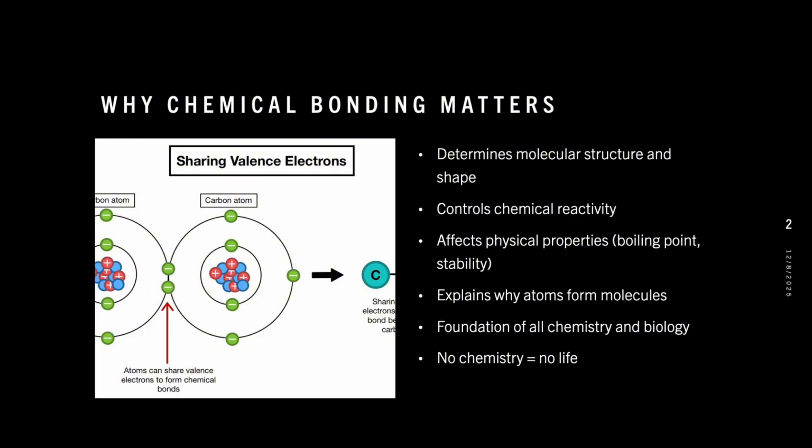The way atoms bond determines the shape of molecules, how strong they are, how they react, and even how stable they are over time. For example, the difference between a gas and a solid often comes down to the type of bonding involved. Without chemical bonds, we would not have matter in organized forms, and chemistry as a science would not exist. So understanding bonding is really about understanding the foundation of the physical and biological world.